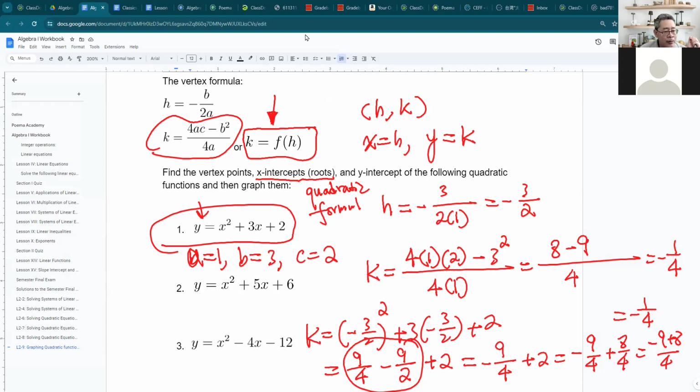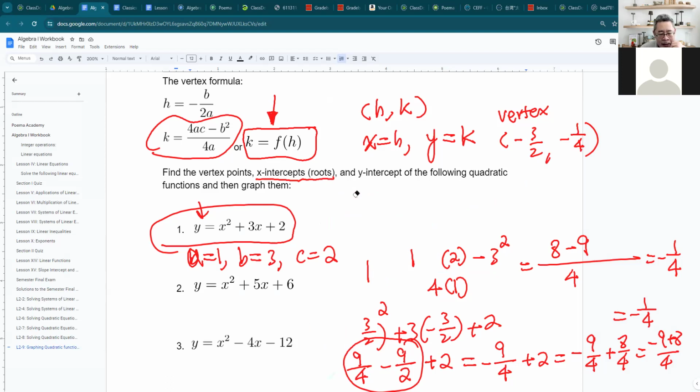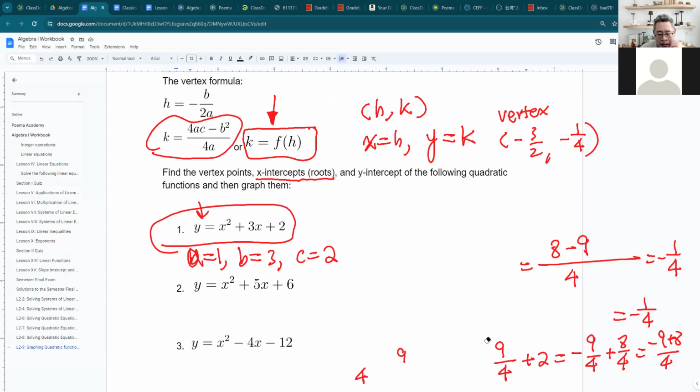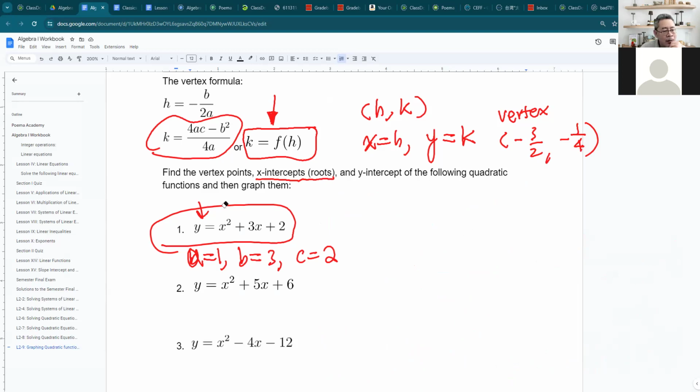So now I'll just show you that we can have two ways of finding it. So we got our vertex at negative 3 over 2 and negative 1/4. And we can also find our y-intercept. The y-intercept is when x is equal to 0. So when x is 0, then y is 2. So the y-intercept is 2. If you want the point, it is 0, comma 2.